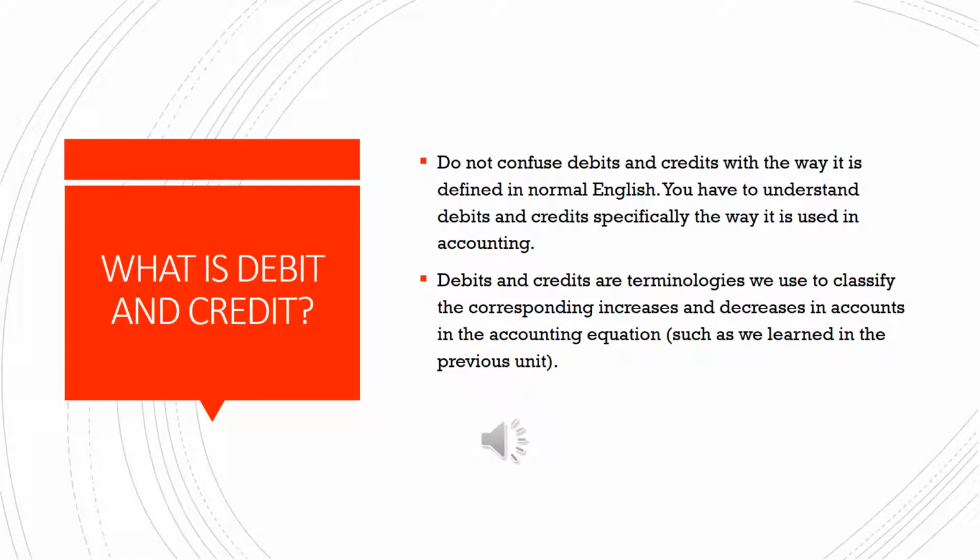What is debit and credit? Do not confuse debit and credit with the way it's used in normal English. You have to understand the way it's used specifically in accounting. Debit and credit are terminologies used to correspond to increase or decrease in an account. Such as we've learned in chapters 1 and 2, we learned about increase and decrease in accounts. Now we're learning the proper accounting terminology to discuss that increase or decrease.